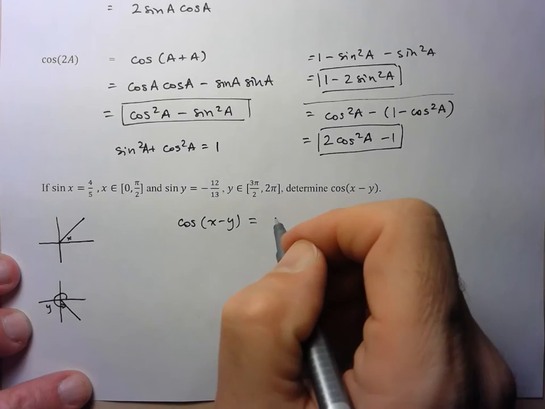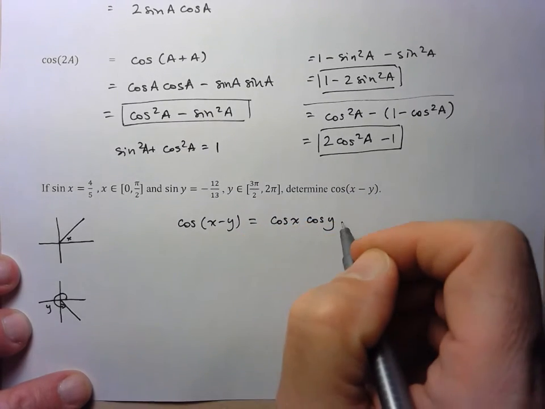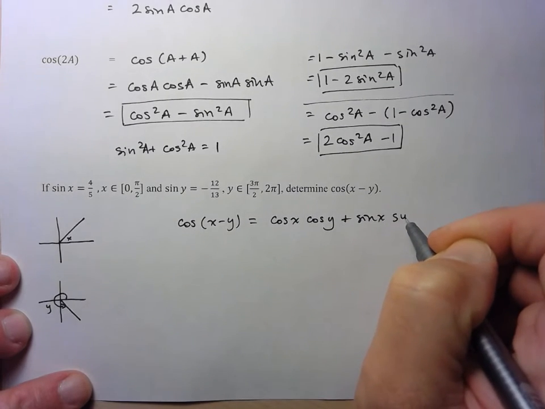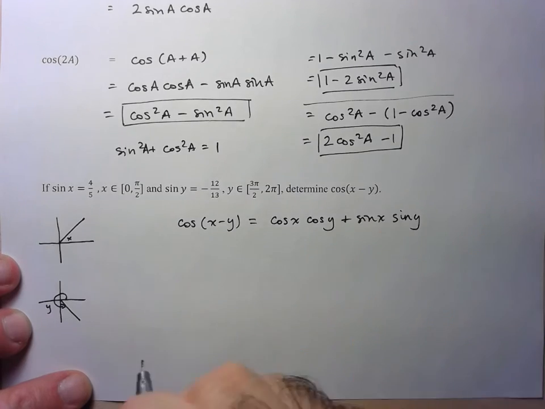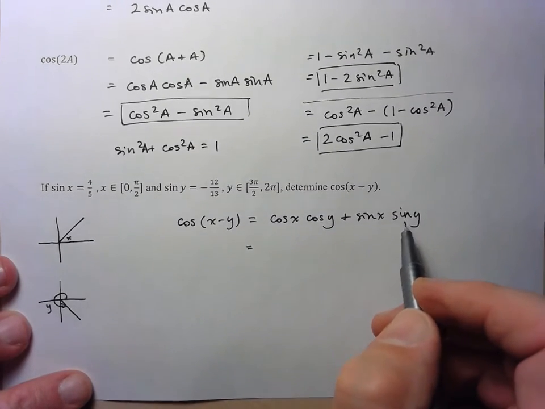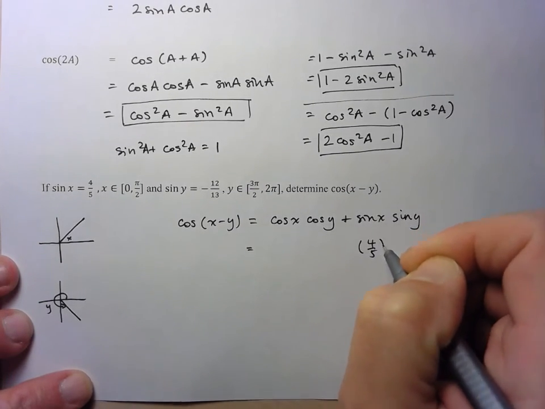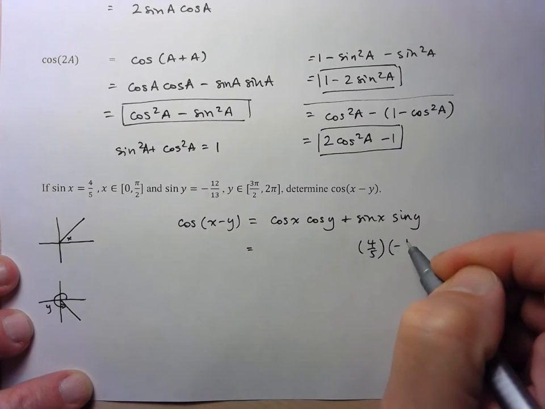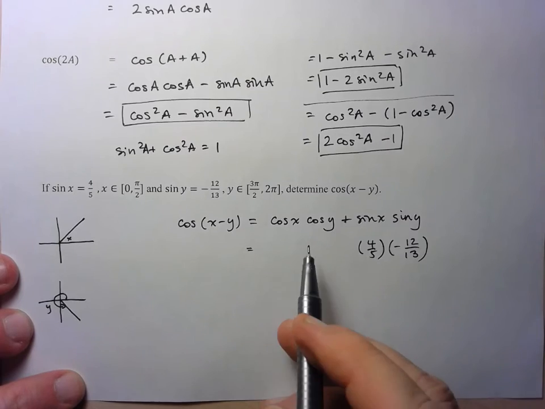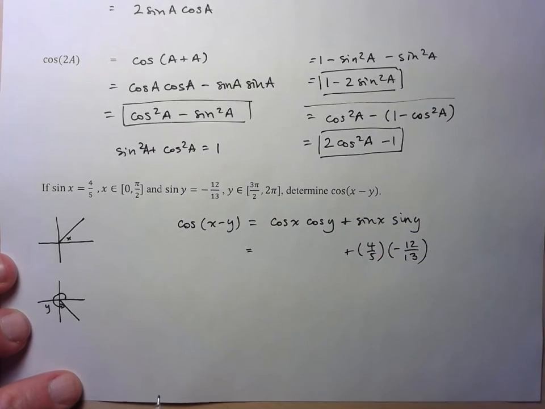So this can be rewritten as cos x cos y, remember opposite sign for cosine, plus sine x sine y. Now, I already know what sine x and sine y are equal to. They gave them to me. I know that this is 4 over 5, and I know that this is negative 12 over 13. The question is what are cos x and cos y going to be equal to? I don't know what those angles are.